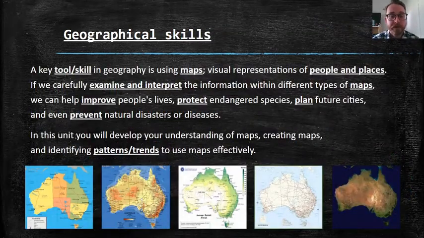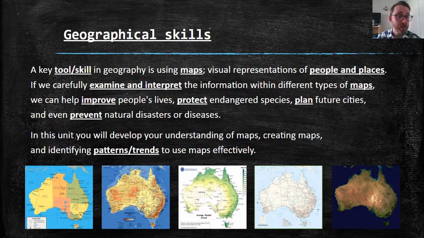So, geographical skills. What skills do you need to examine geography? One of the skills you will need is using maps, which are visual representations of people and places. A lot of people hear the word geography and they just go, oh, maps. It's not so much about the maps, it's about the people and the places inside the maps. So don't just look at a map of Australia and say, bleh. Look at it and say, oh, that's Melbourne. I know what that is. Oh, Sydney. Oh, I've been there. Oh, Alice Springs or Ayers Rock. I've never been there. I should go check that out.